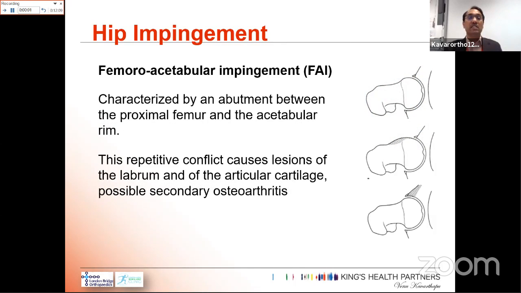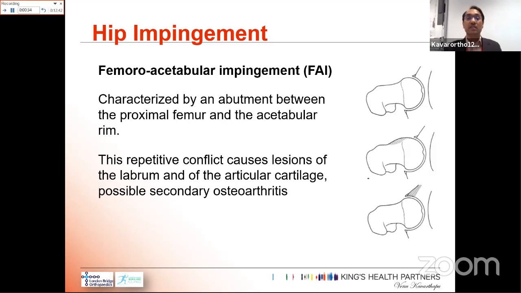This hip impingement, otherwise called femoro-acetabular impingement, is characterized by an abutment between the proximal femur and the acetabular rim during the normal range of hip motion or during normal physical activities. This repetitive conflict causes lesions of the labrum and of the acetabular articular cartilage, possibly leading to secondary osteoarthritis. This was the understanding when Professor Ganz described it.